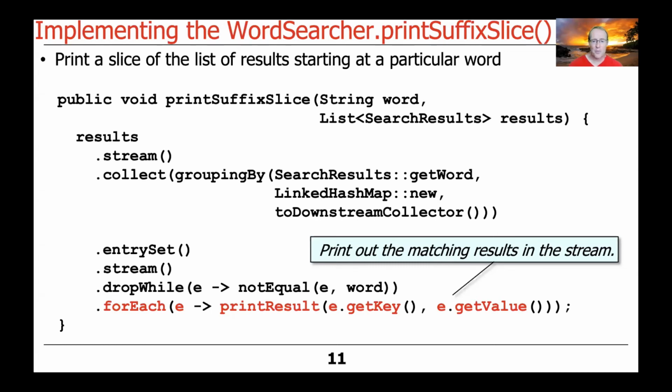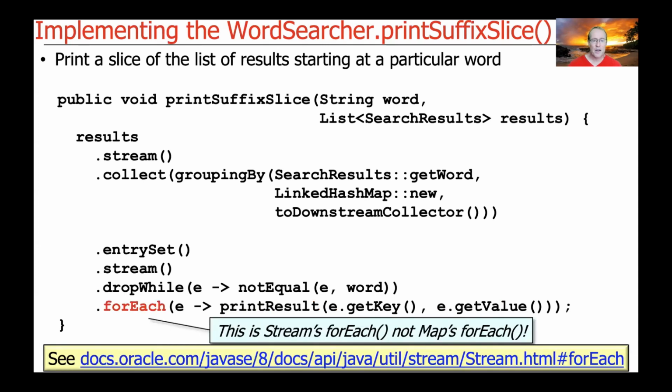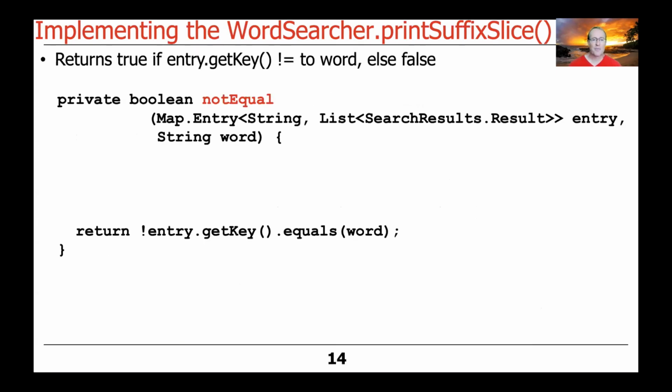So that's very cool. It's interesting to compare and contrast this with a more traditional way of doing things. You can also see how the printResult method works if you go back and look at the previous lesson. Note again that this is the forEach method on the stream, not the forEach method on the map. Those are two different things.